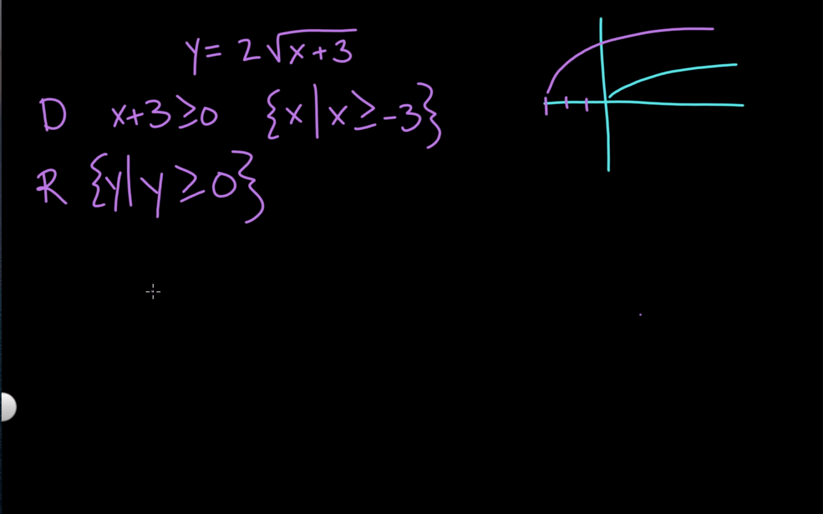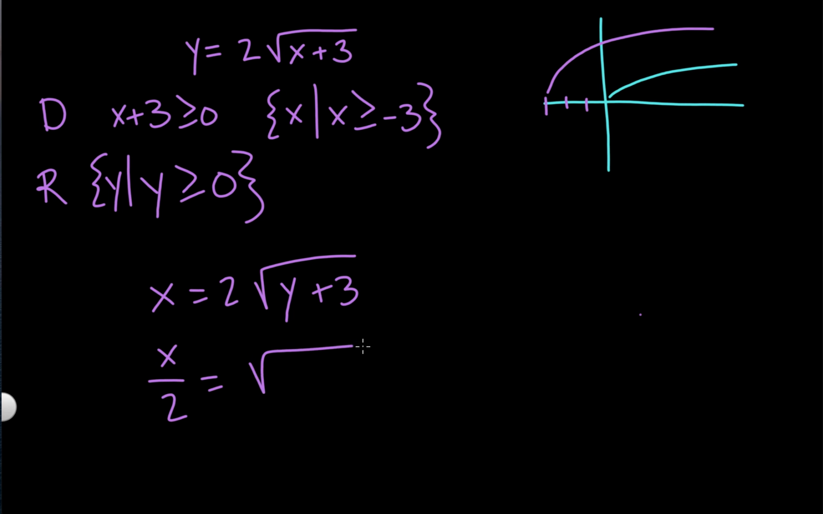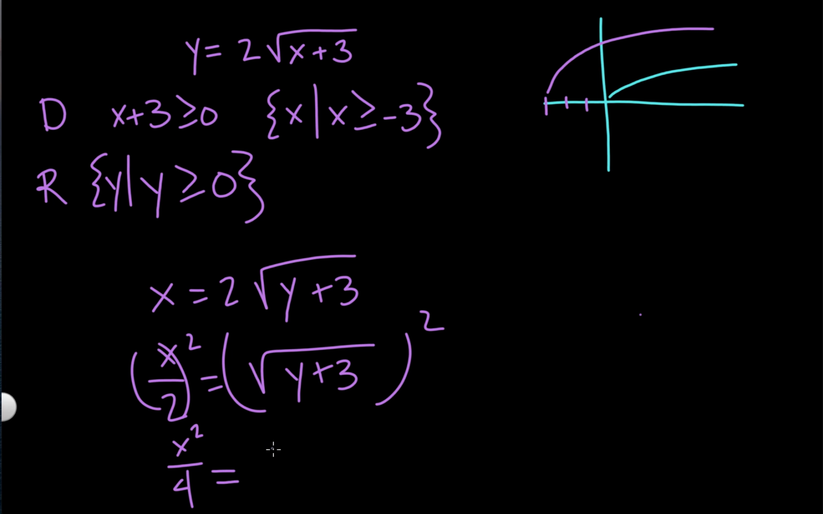Switching the x and y in order to find the inverse. So x is equal to 2 times the square root of y plus 3. Again, let's divide by 2. So we get x over 2 is equal to the square root of y plus 3. Squaring both sides is going to give me x squared over 4 is equal to y plus 3. And this gives me y is equal to 1/4 x squared minus 3.